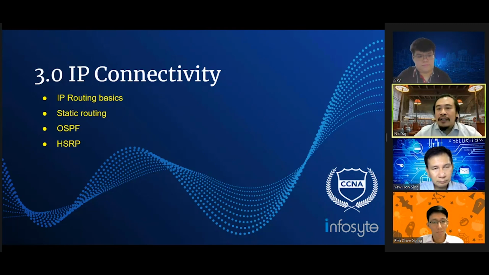And last will be HSRP, the Hot Standby Redundancy Protocol. When we talk about the WAN connection, say you have only one single gateway, you might have a single point of failure. When the gateway goes down, you are not able to access your wide area network anymore. So this protocol shows how we can provide gateway redundancy, a hot standby device for you to access your wide area network.